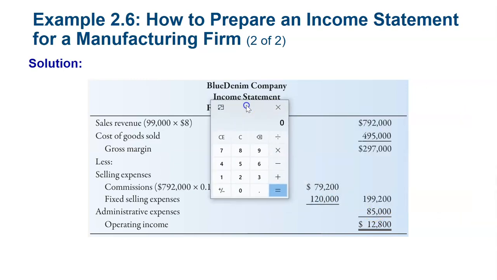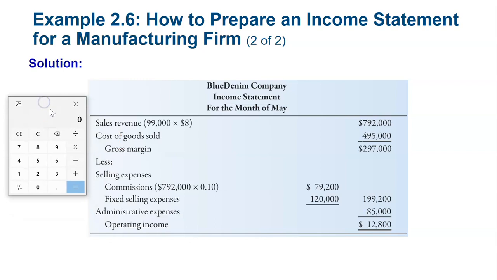I want to bring this calculator, put it right there. So we had gross margin of $297,000. We're going to subtract from that the total selling expenses of $199,200, minus administrative expenses of $85,000, and it does in fact come out to $12,800 operating income.